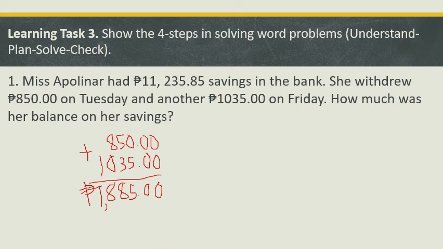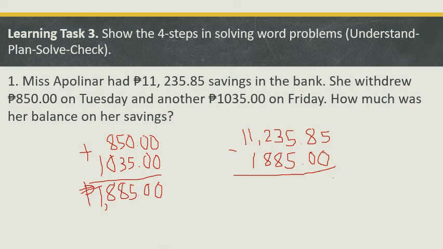Ngayon, i-subtract na natin siya doon sa kanyang total savings, which is 11,235 pesos and 85 centavos. So, i-subtract na natin dyan. So, tapat lang natin yung decimal point, para hindi tayo magkamali ng ating answer. Okay, so subtract na natin dyan.